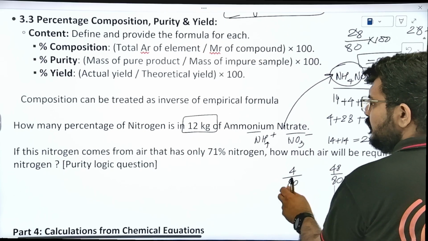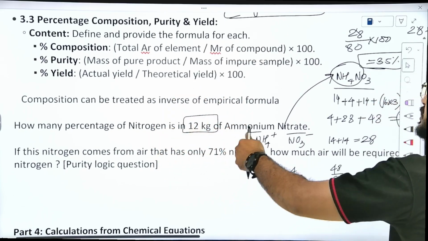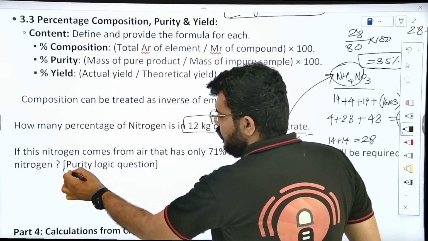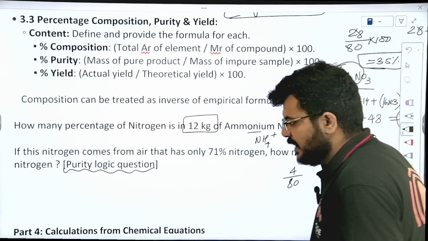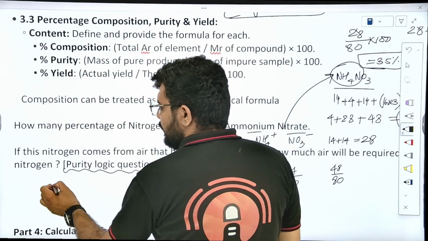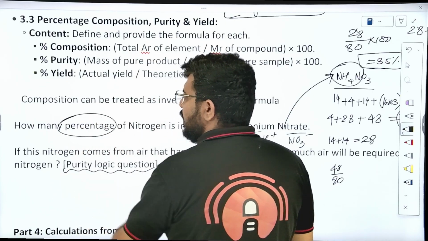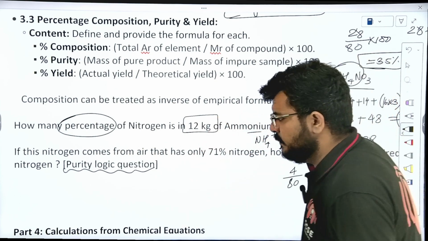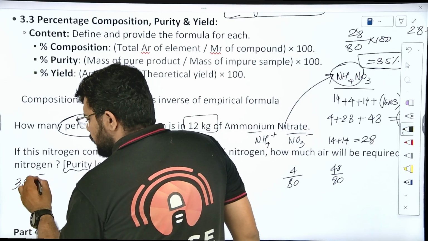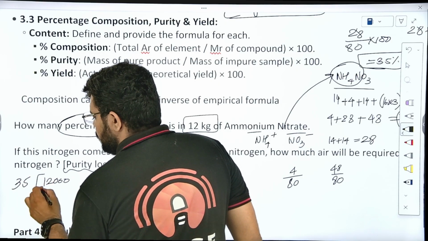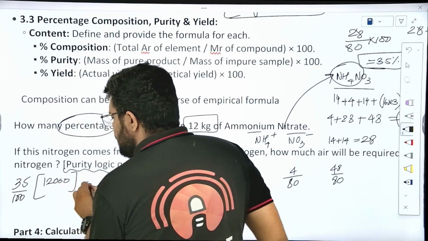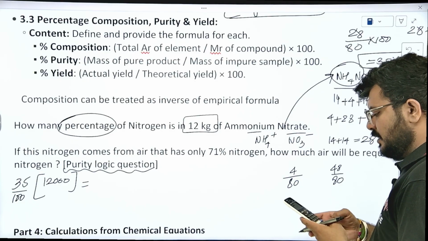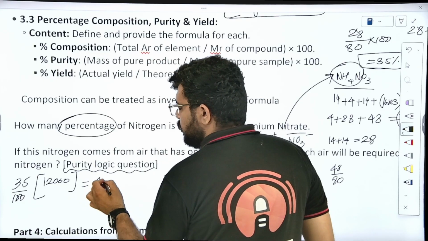So if this nitrogen comes from air that has only 71% nitrogen, how much air will be required? And this is a purity logic question. What the question is saying is that to find out how much air is required, I need first the mass of nitrogen. 35% of 12,000, right? That is the mass of nitrogen. So I have 35 into 12,000 divided by 100, which is 4200.